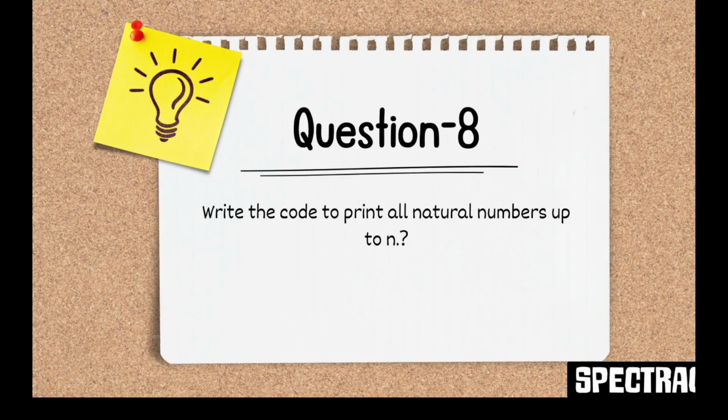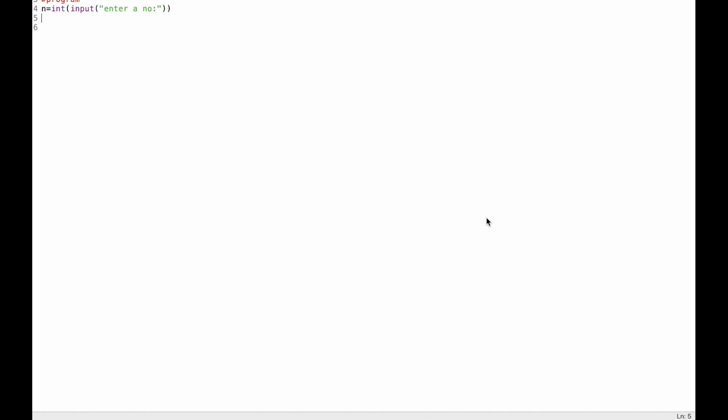Write the code to print all natural numbers up to n. So we are going to take the input from the user. I have taken the input n from the user and asked them to enter a number. We are going to use the for loop to get all the natural numbers. For i, which is a variable, in range. The starting value inside this will be 1 because we don't want any whole numbers to be outputted. So the value for natural number is 1. So we're going to start it from 1 till the number n.